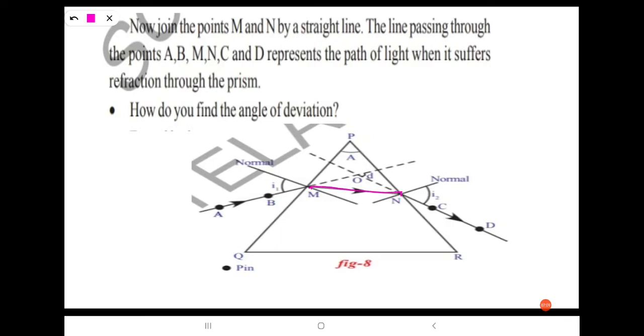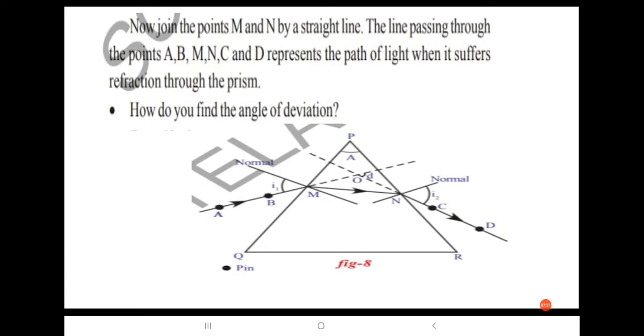Okay, so by a straight line, the line passing through the points A, B, M, N and C, D represents the path of light when it suffers refraction through the prism.